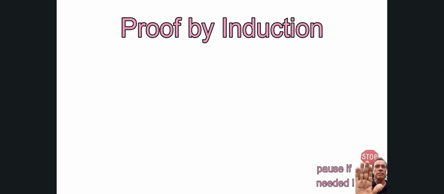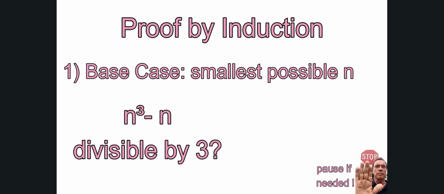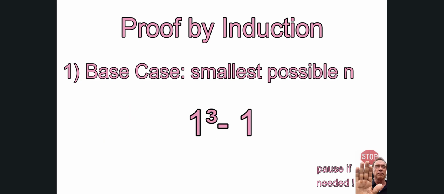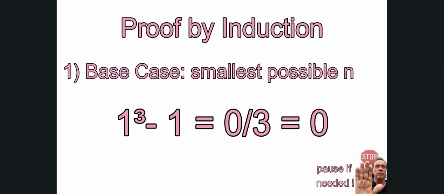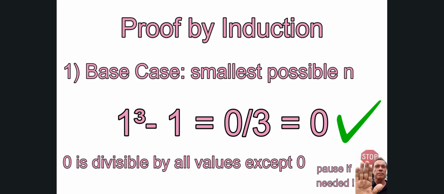This is done by something called an induction proof. First we start with something called a base case, which is the smallest possible case of this statement. This would be the number 1, because we're using natural numbers starting from 1. Subbing 1 into this expression, 1 to the power of 3 minus 1 is 0, and 0 divided by 3 is 0, and this base case fulfills the condition of being divisible by 3.